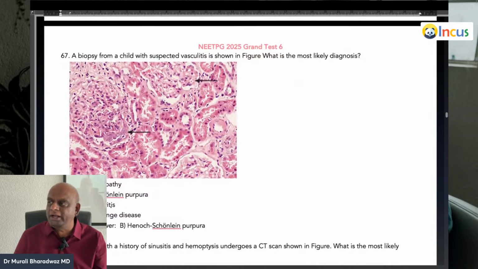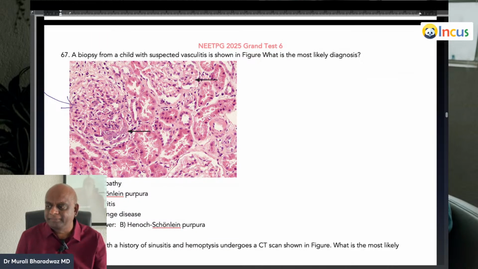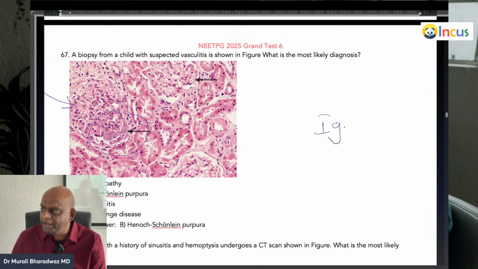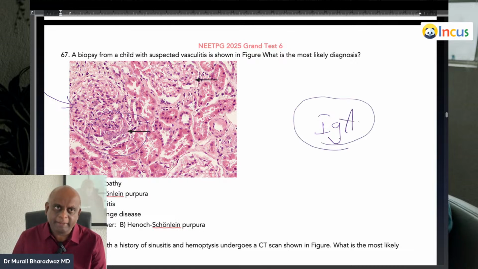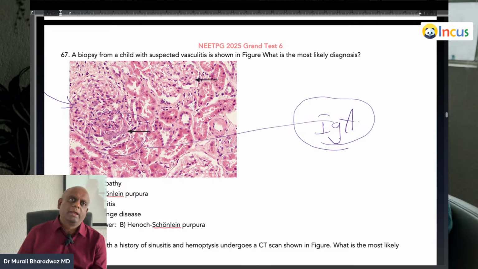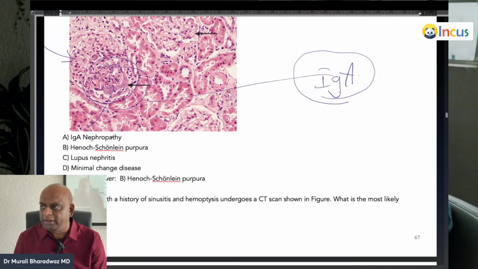A biopsy from a child with a suspected vasculitis. So this is Henoch-Schonlein purpura, where there is IgA deposition, and it is called leukocytoclastic vasculitis. If you do the histology, you can see the karyorrhectic, leukocytoclastic appearance of the cells. Leukocytoclastic vasculitis is Henoch-Schonlein purpura.